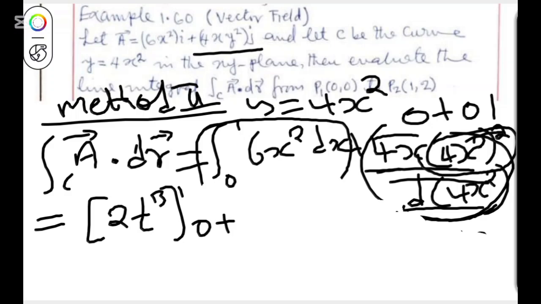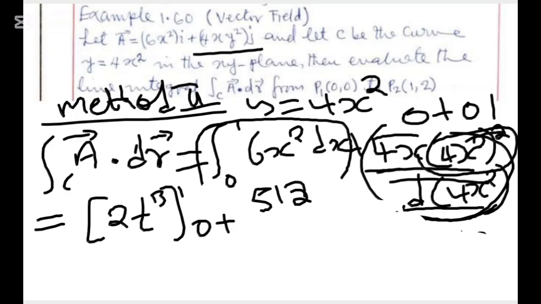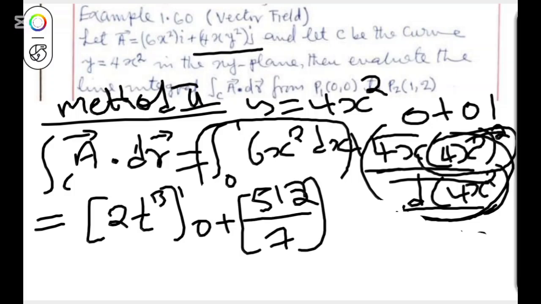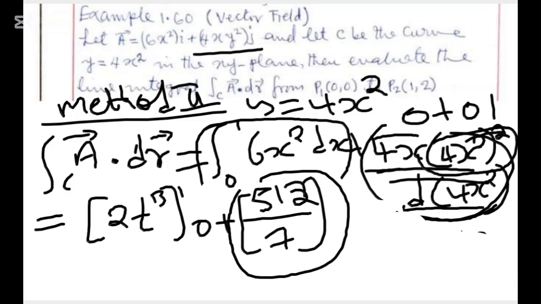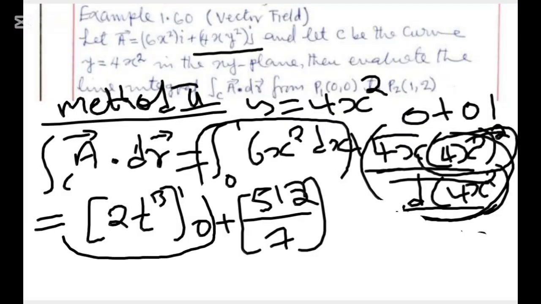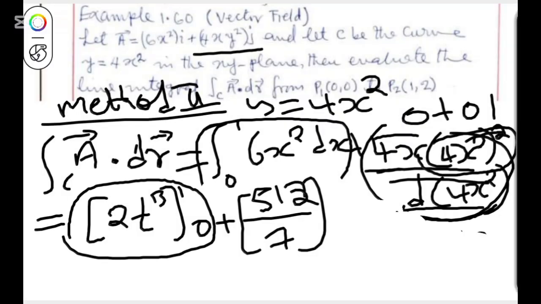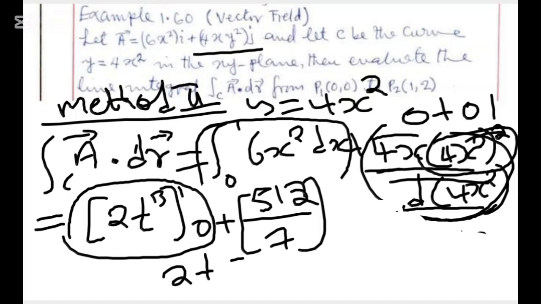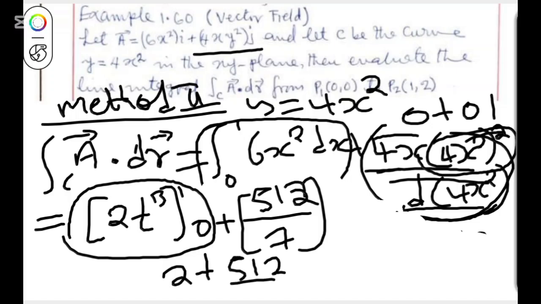So this is the same thing as saying also plus 512 divided by 7 after inserting the limit. But from this first one, I didn't insert the limit. If I insert the limit, it will now become only 2. So therefore, the final solution of this will be 2 plus 512 divided by 7.